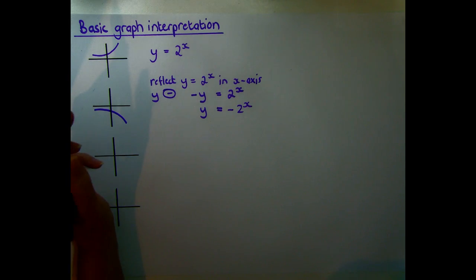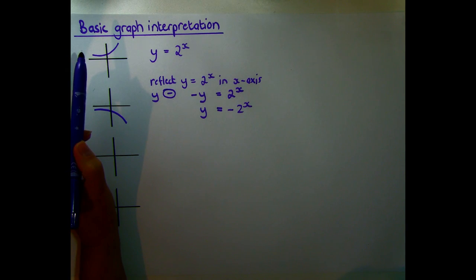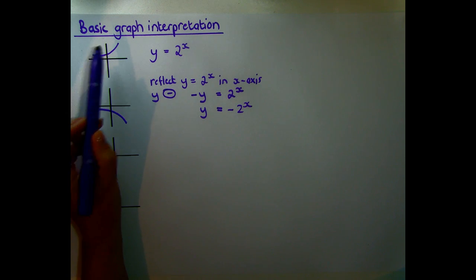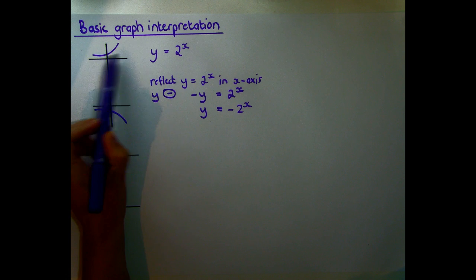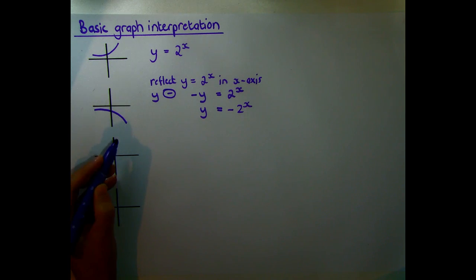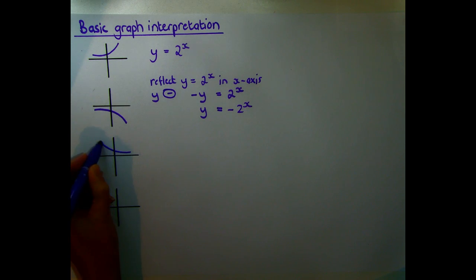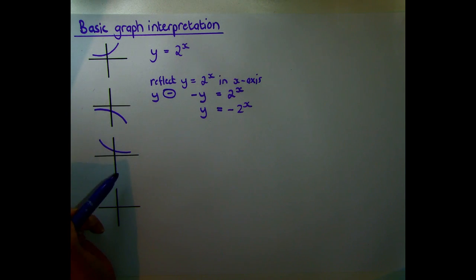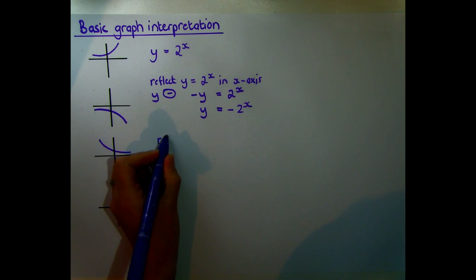Okay, now if you reflect it instead in the y-axis, so x becomes negative. So here it's going to be exactly like that, excepting it's going to be this way. Okay, so that is that one reflected in the y-axis. Okay, so I'm going to write that here.